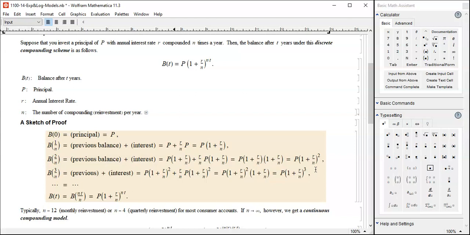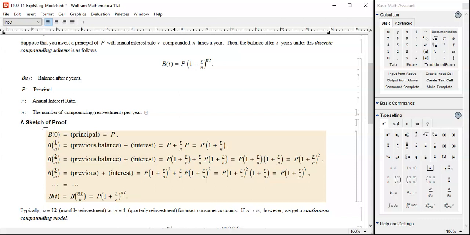And that is taking place how many times? For t years, so n times t months, n times t quarters, n times t compounding periods. And that's how we are going to get this exponential model: P times (1 plus R over n) to the nt power.